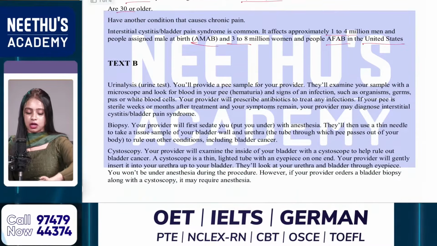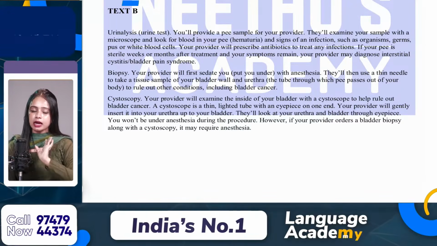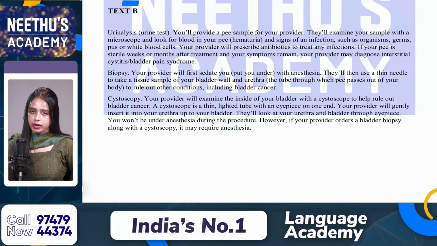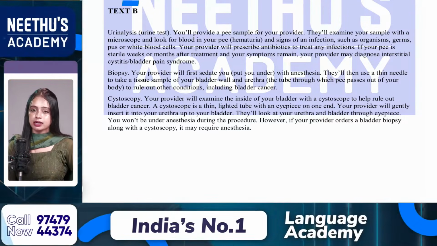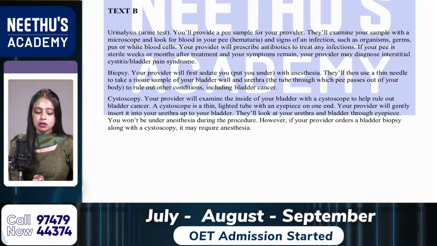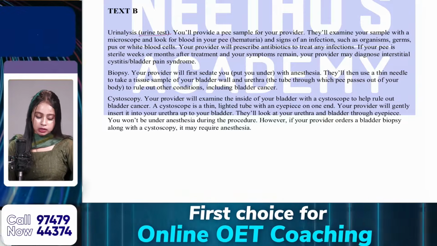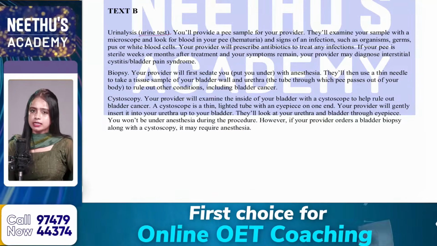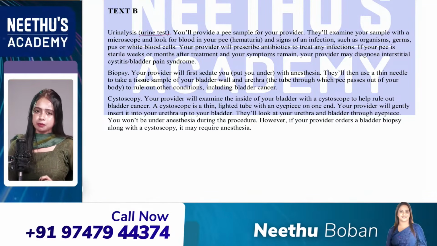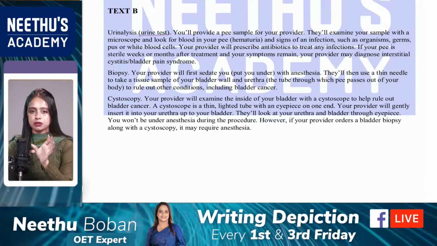Okay, so now let's move to text B. Likewise, you can read it and underline the important words according to the 13 keyword strategy. Text B is all about urine analysis or urine tests. Long term. Okay, Sarah. What about text B? You can read the text and tell me what the keywords from text B are.